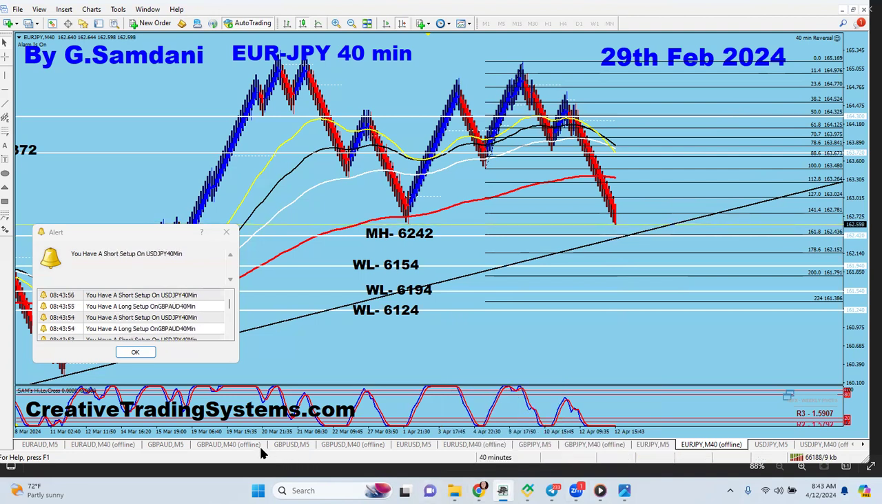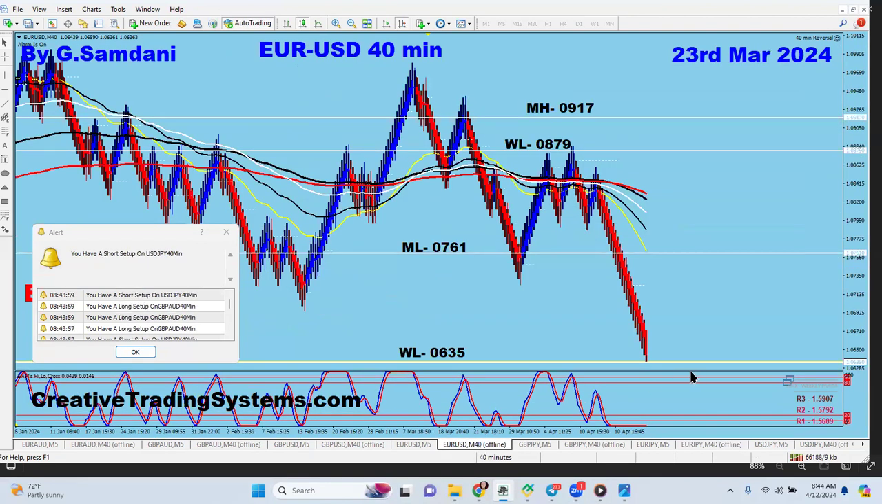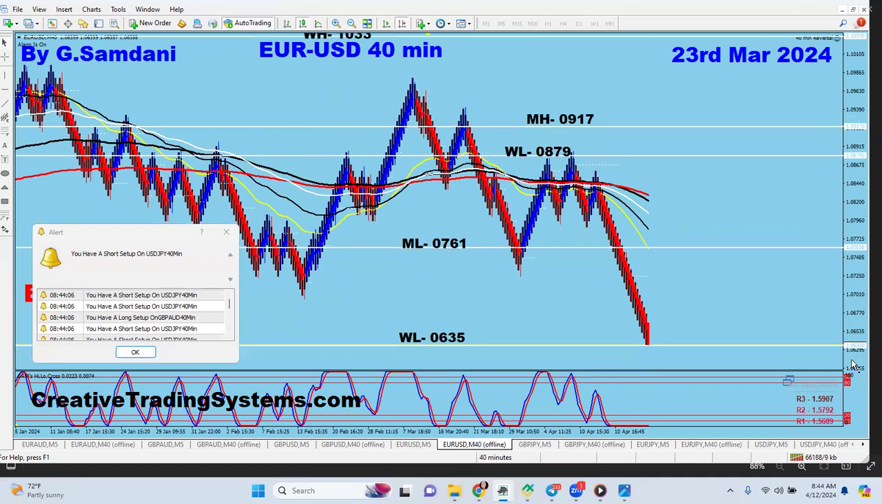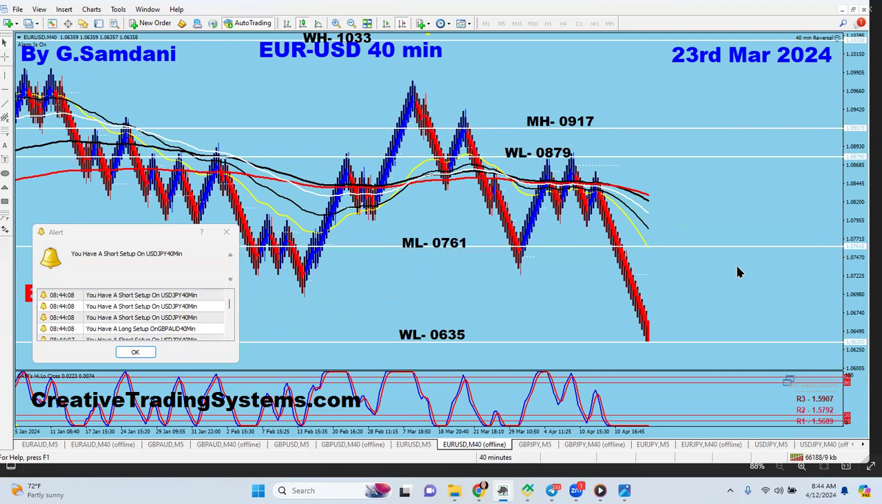0635. Let's go take a look at that. Euro USD 0635 was the target. So look at that, man, right? And I missed the entry, by the way. I just explained to you the missing of my EA. My EA didn't open the trade somehow.